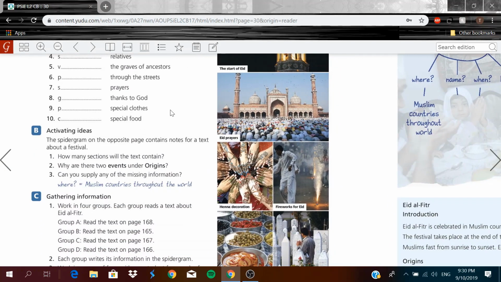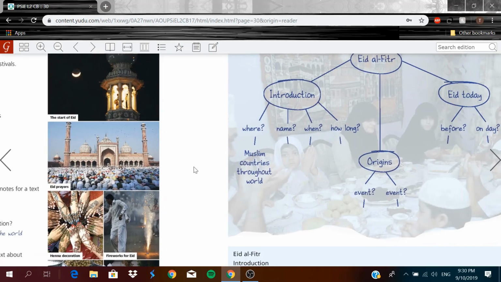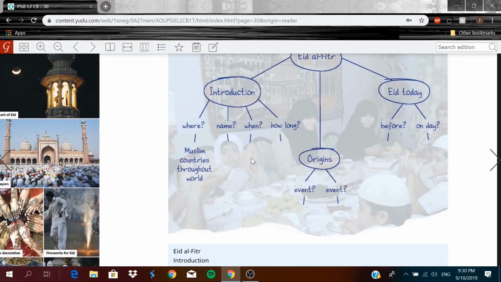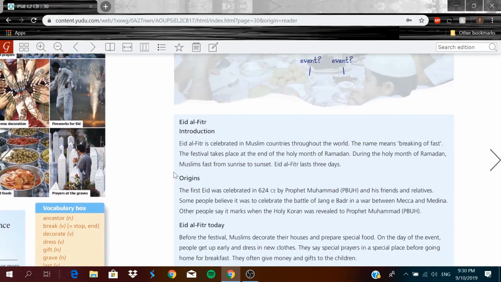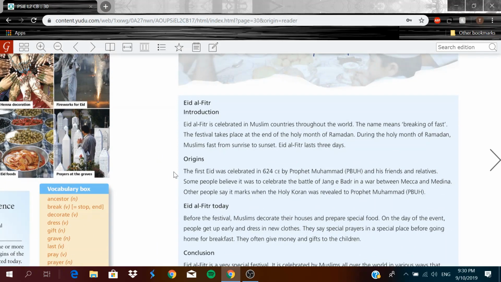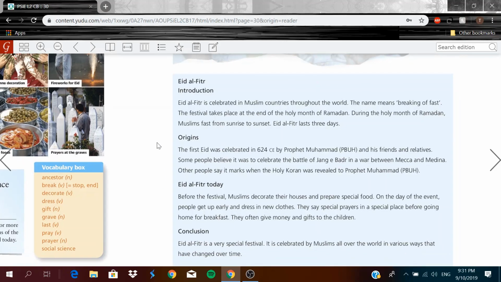Here we have the spidergram on the opposite page contains notes for a text about a festival. Okay, so how many sections will the text contain? Why are there 2 events under origins? And can you supply any of the missing information? Okay, so before we take a look at the spidergram, we're going to read the text, right? So you guys can get a better idea of what this certain festival is, and then we'll move on to exercise B in the spidergram.